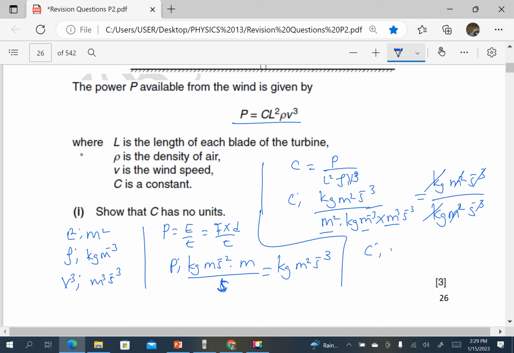So we conclude that C has no units. I'm saying don't cross out and say units equals 0 or units equals 1. Just cross out the terms and say this has no units.